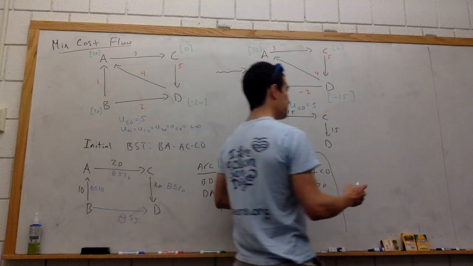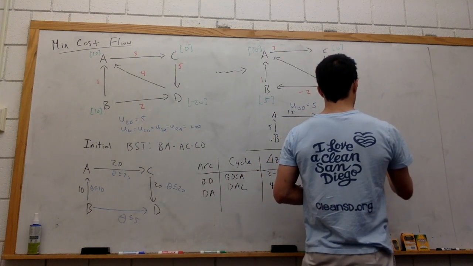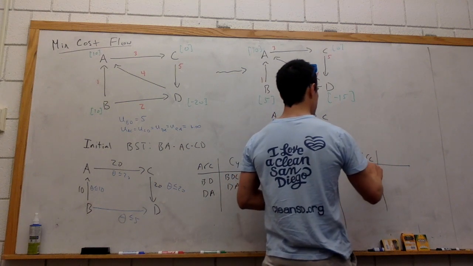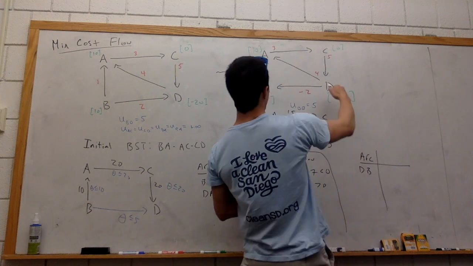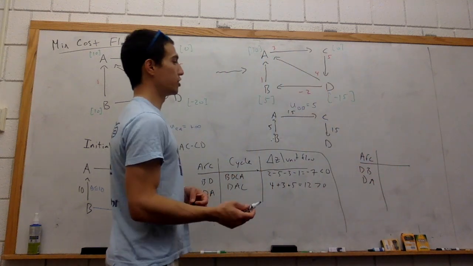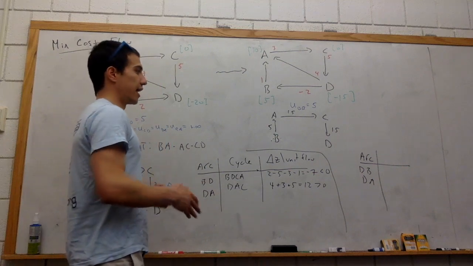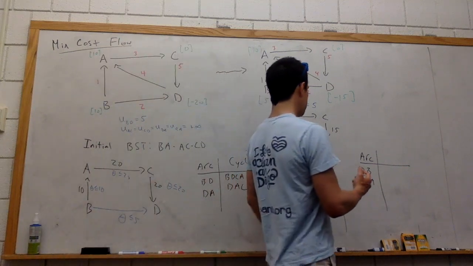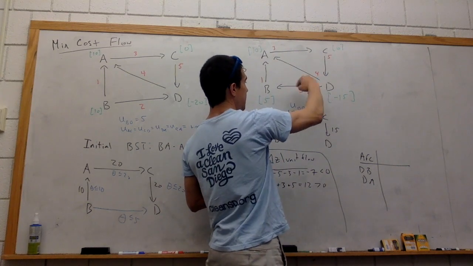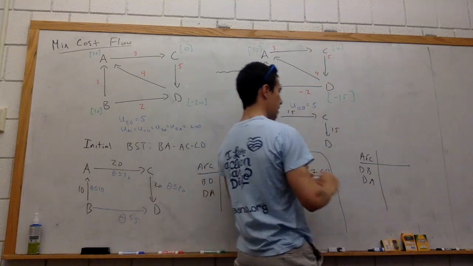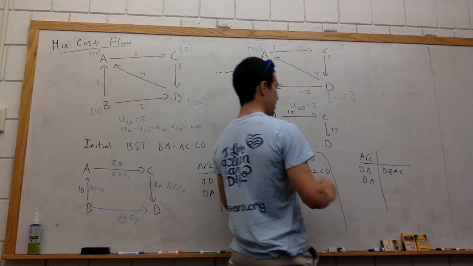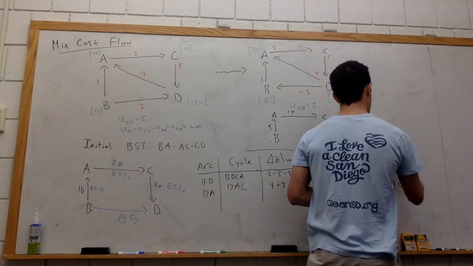So let's make this table again, where I check if I add arc D to B, what's happening, or if I add flow through arc D to A, what's happening? Because these are the only 2 arcs that I could possibly add flow through. And if I add flow through arc DB, it creates this cycle DBAC. And if I add flow through arc DA, it creates this cycle DAC.